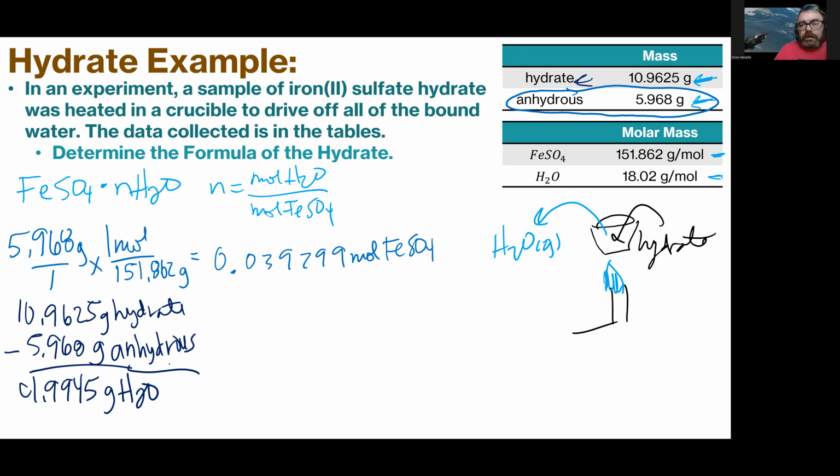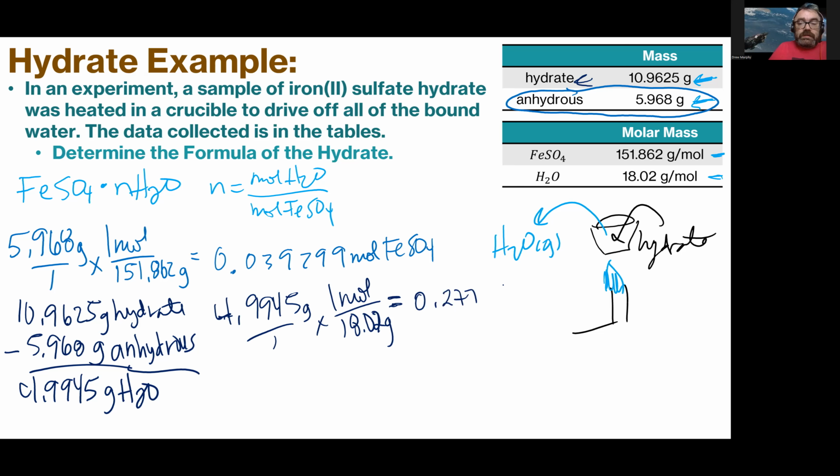Well, we have our grams of water, so we can figure that out. 4.9945 grams, and 1 mole of water is 18.02 grams. I gave us that. Remember, if you're not given the molar masses, you can always find them on the periodic table by adding everything up. So that many grams of water divided by 18.02 gives us 0.277164 moles of water.